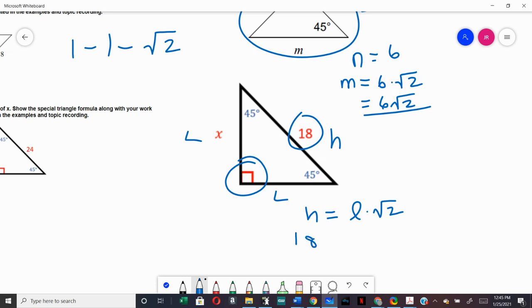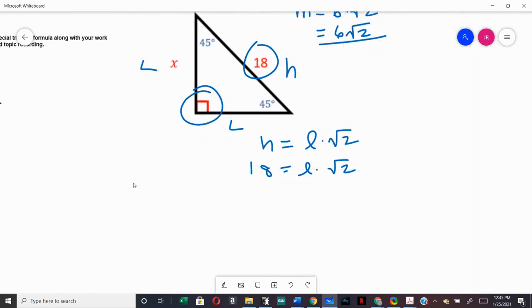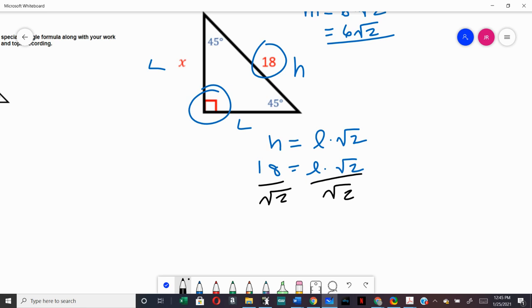So 18 is going to equal a leg times the square root of 2. Now, this is where you're going to have to be very specific. I'm not going to accept decimal answers for this because the reason that we do this is so that we get exact answers. Okay, so we're going to divide by the square root of 2. And we can't leave this like that, so we have to simplify the radical.